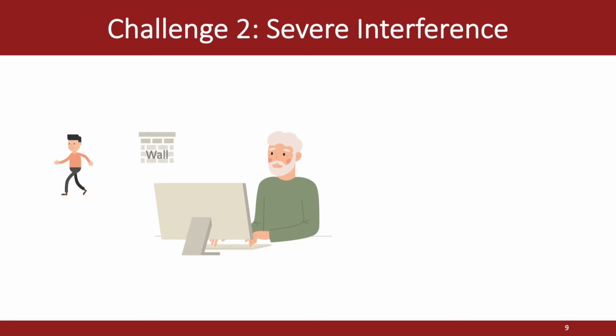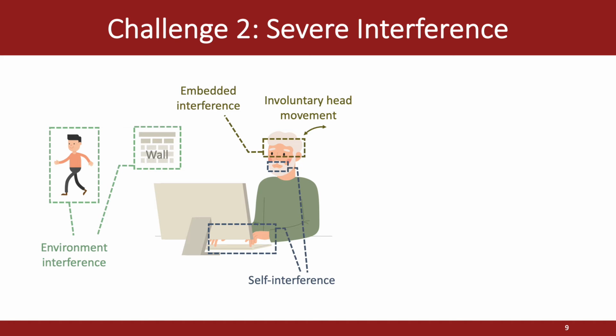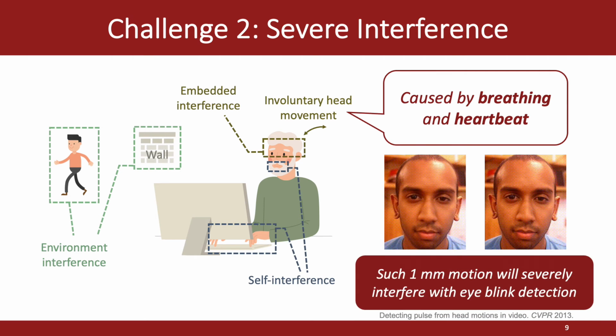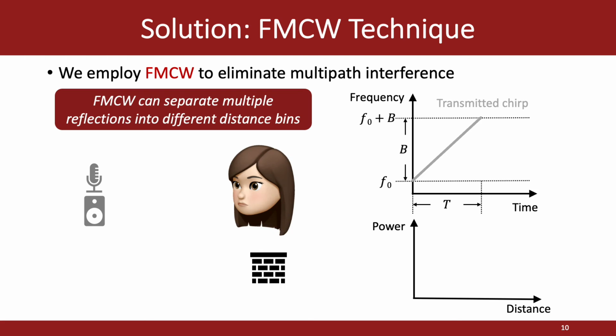Considering a real-life scenario, there exists environmental interference, self-interference, and embedded interference, which is involuntary head movement caused by breathing and heartbeat. Although the head movement is only 1 mm, it's still large enough to interfere with the eye blink detection. To deal with interference, our solution contains two steps.